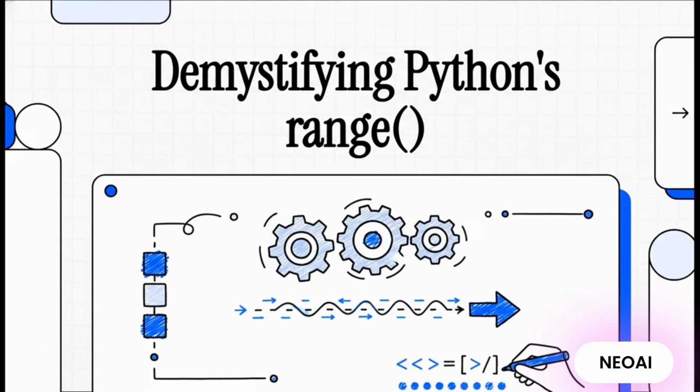All right, welcome back. You've made it to day 18 of your coding journey, and today we're tackling something that is no joke, a cornerstone of automation in Python. We're going to demystify the range function. So, let's dive right in.